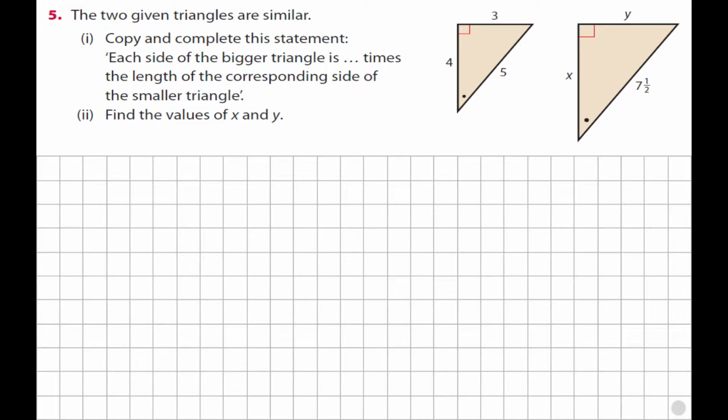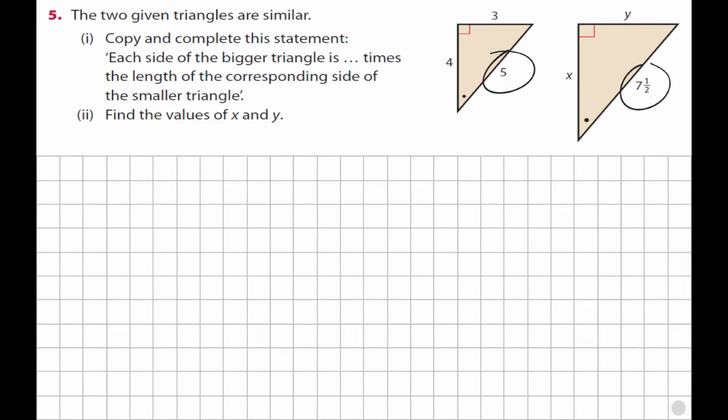Okay, so we're dealing with similar triangles. Copy and complete the statement. Each side of the bigger triangle is so many times the length of the corresponding side of a smaller triangle, right? So basically they want to see how much we're scaling this up by, so how we turn this into this. And how we do that is we look at the values that we're given.